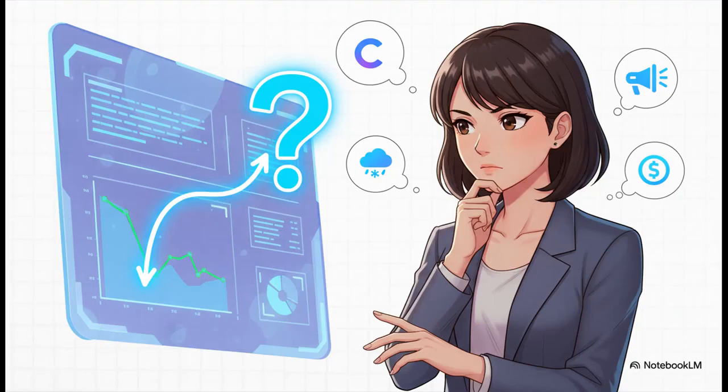See, analysis is so much more than just describing what's on the chart. This is the human part of the process. This is where you put on your detective hat and you start asking why. Why did sales take a dip last quarter? What does this trend tell us about next year? This is where raw data really becomes business intelligence.